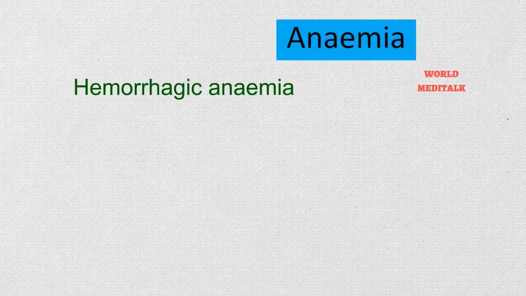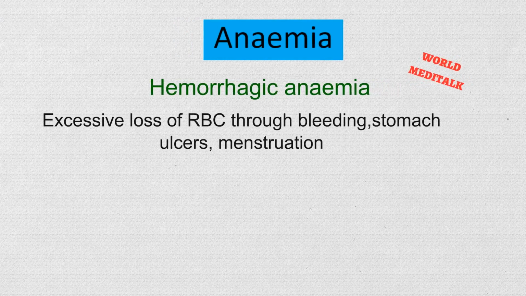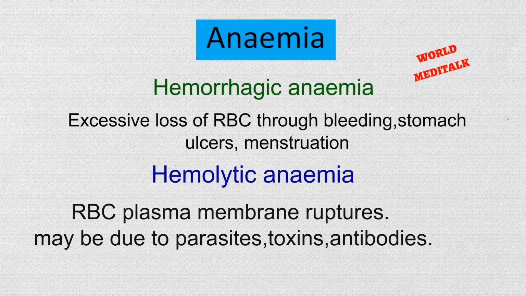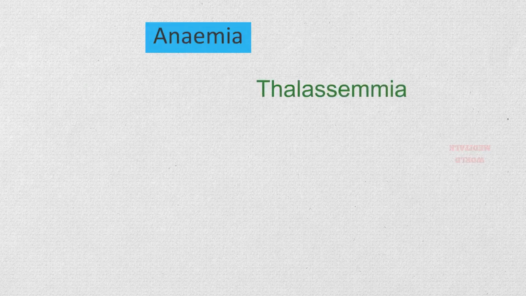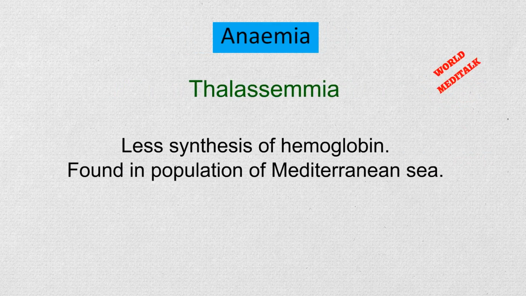Hemorrhagic anemia, excessive loss of RBC through bleeding, stomach ulcers, and menstruation. Hemolytic anemia, RBC plasma membrane rupture, may be due to parasites, toxins, antibodies. Thalassemia, less synthesis of hemoglobin, found in the population of the Mediterranean Sea.